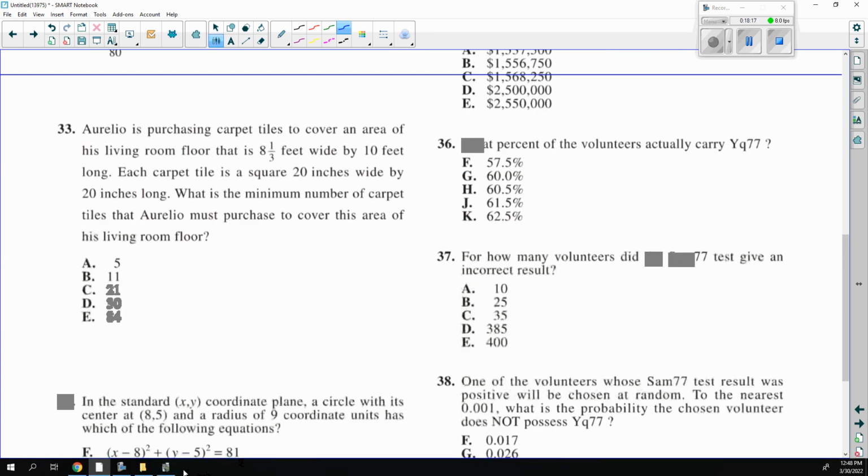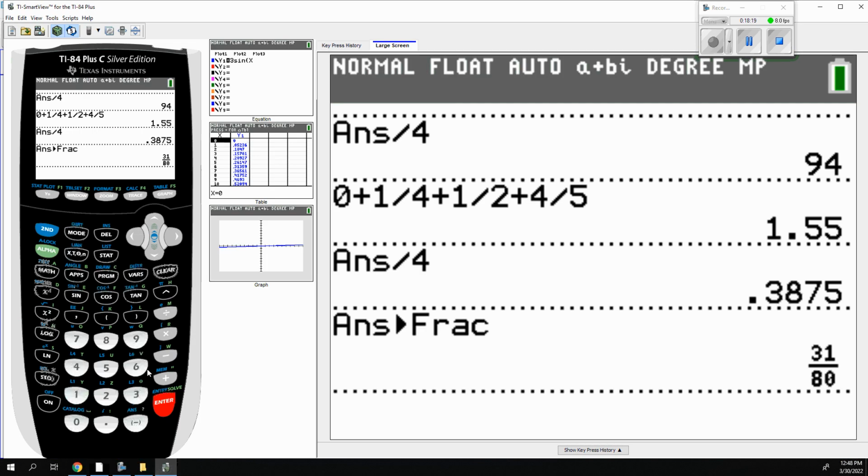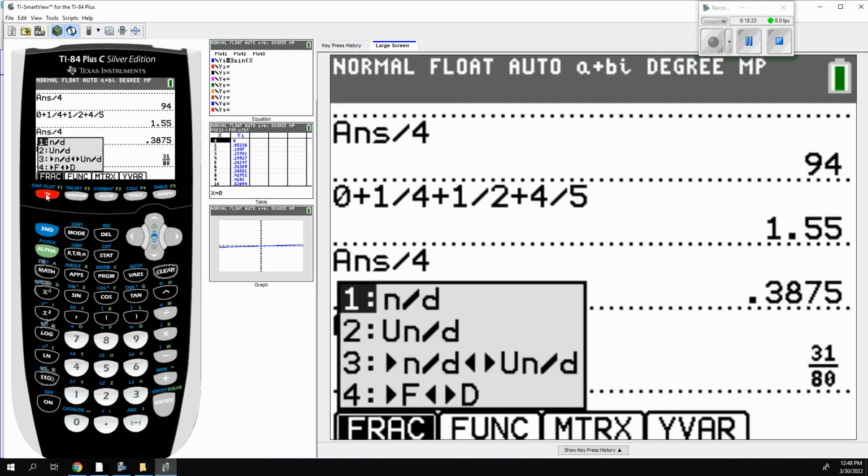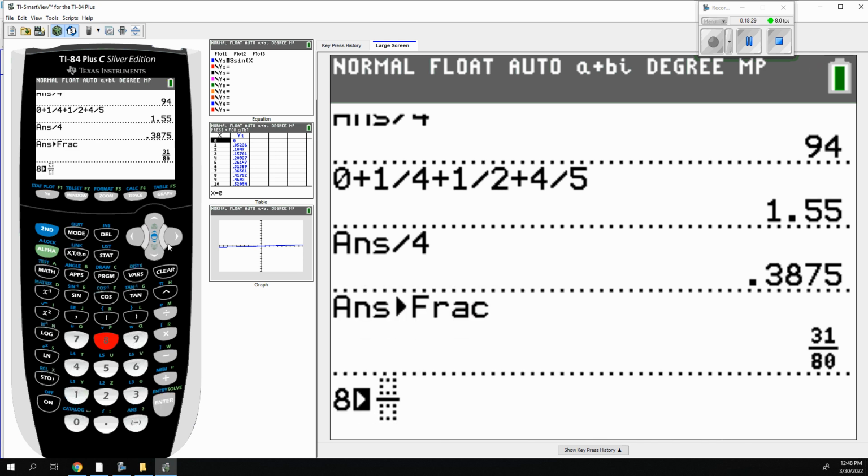Conversion. Convert 8 1/3 on your fraction bar. 8 1/3 feet is how many inches?